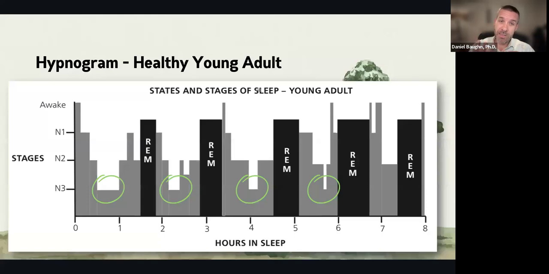And then we know that more stage three sleep happens toward the beginning of the night, and less stage three sleep happens towards the end of the night. And we know that more REM sleep happens towards the end of the night and less REM in the beginning. But again, if you remember what I said a few moments ago, we want more cycles of N1, 2, 3, and REM. That is the goal.